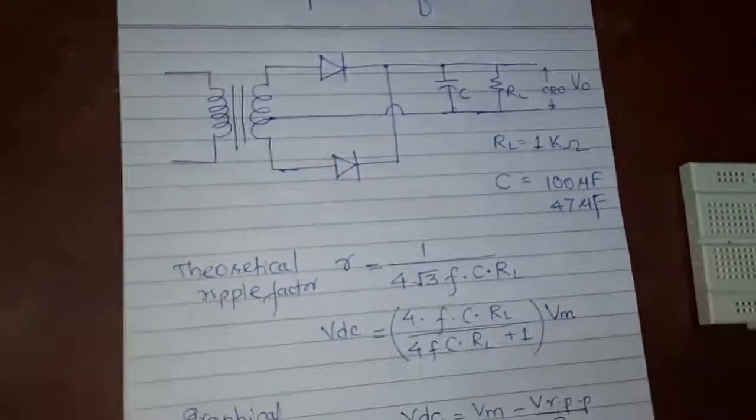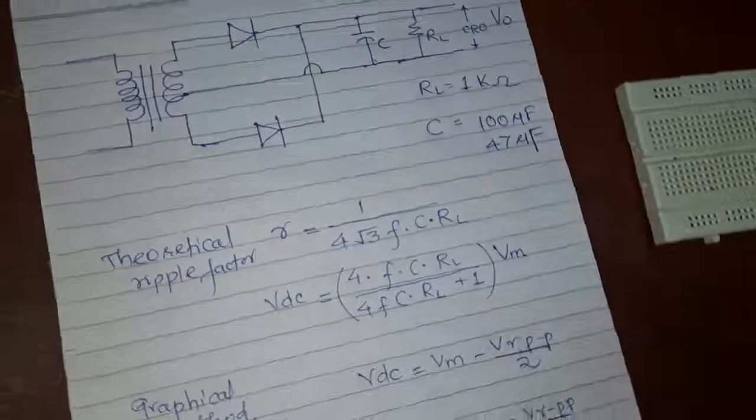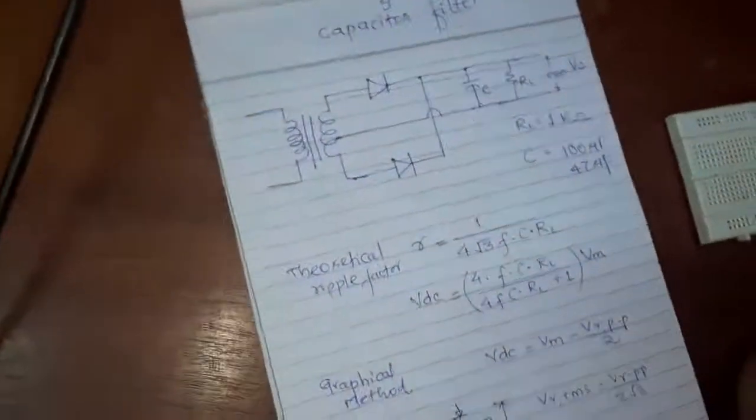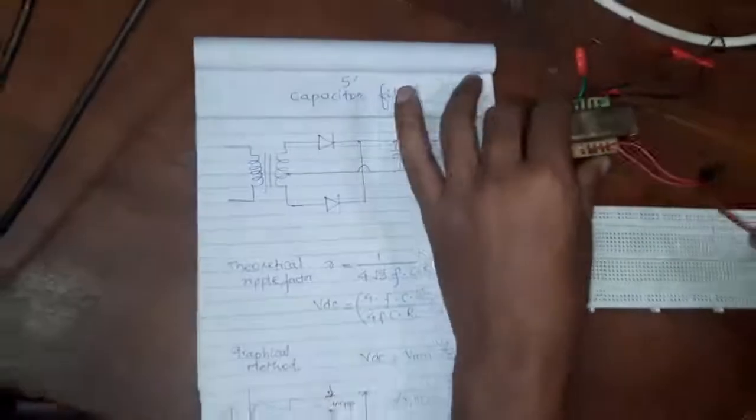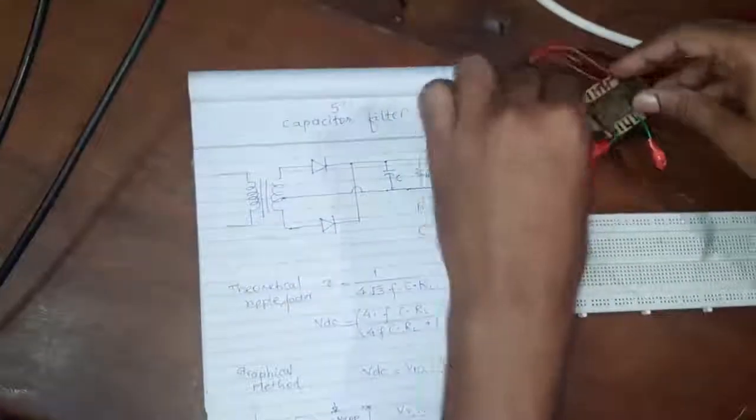Okay, now first what we need to do is select the components. So we have a transformer, a center tap transformer. You must have already used this.